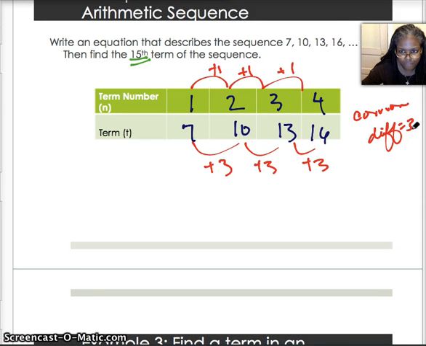So each time we have the common difference is 3 over 1, 3 to every change of 1 in the term number, then what we're going to do is think about multiplying n by 3. So I want to multiply n by 3.